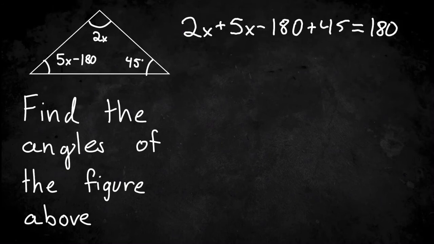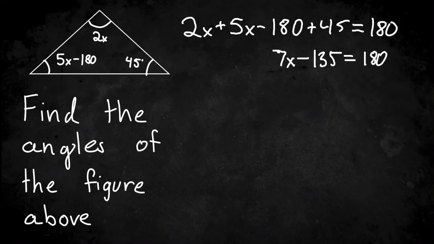Now, we are going to combine like terms, which in this case would be the 2x and 5x, and negative 180 and 45. So that would be 2x plus 5x is 7x minus 180, negative 180 plus 45 is negative 135, which equals 180.